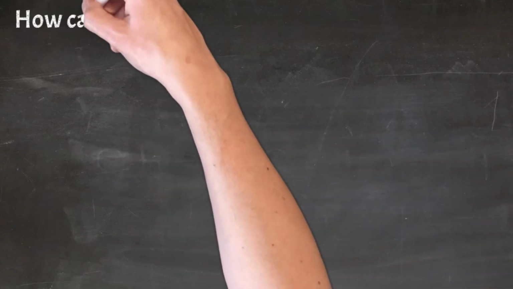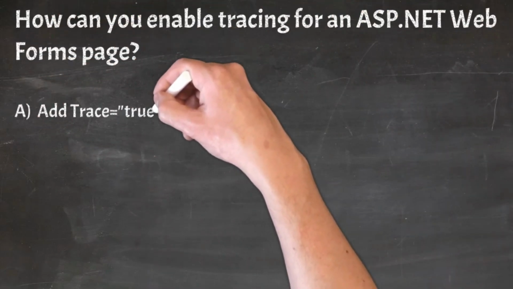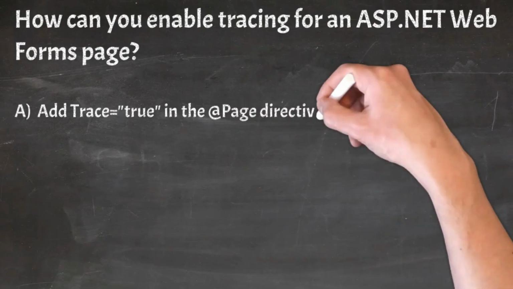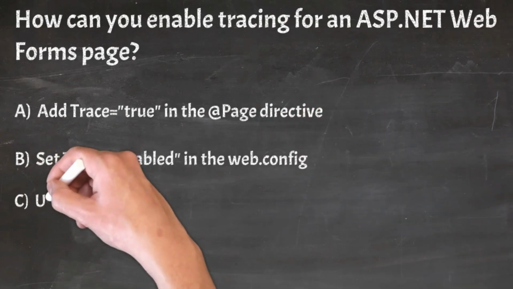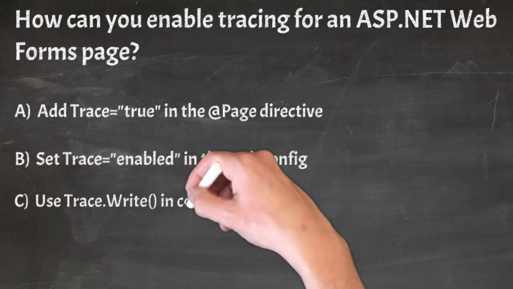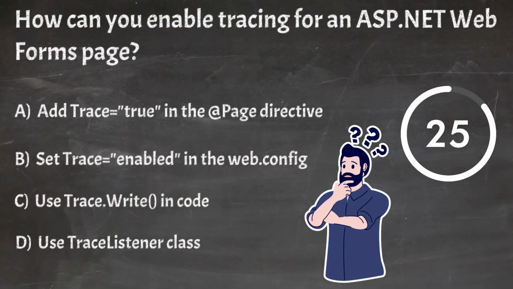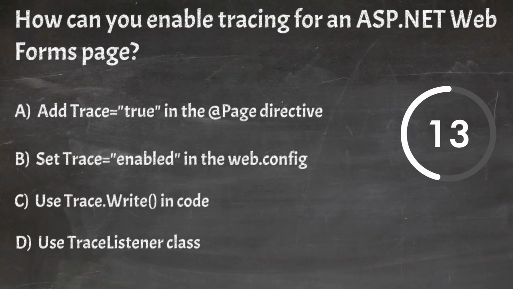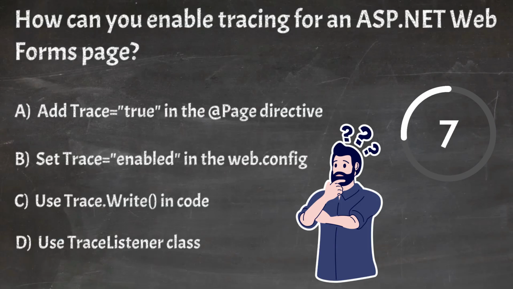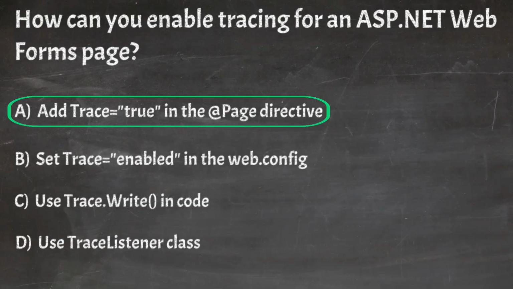Question 17. How can you enable tracing for an ASP.NET Web Forms page? A. Add Trace="true" in the @Page directive. B. Set trace="enabled" in the web.config. C. Use Trace.Write in code. D. Use the TraceListener class. Correct answer A.